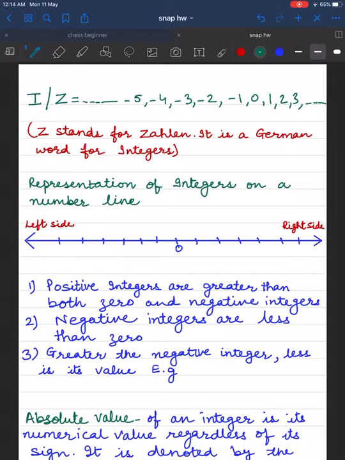Children, we already know that all the positive numbers lie to the right of 0. So here you can see numbers 1, 2, 3, 4, 5, 6 and so on are on the right of 0. Now all the negative numbers lie to the left of 0. So here you can see minus 1, minus 2, minus 3, minus 4, minus 5 and minus 6 and so on are on the left of 0.